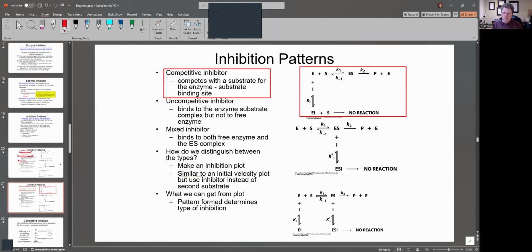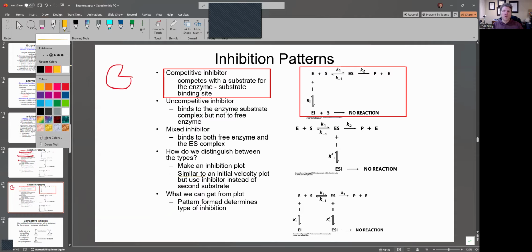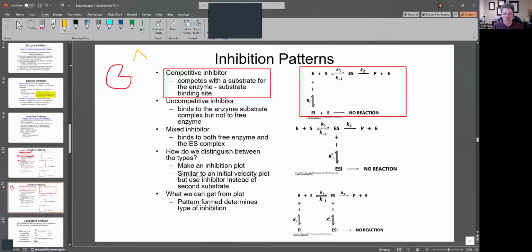A competitive inhibitor competes with a substrate for the enzyme's substrate binding site. I often draw my enzymes as a little Pac-Man figure. The active site is where that substrate is going to bind. I'm going to say that this is a pizza-shaped substrate, so it has a natural landing place. That substrate will bind right in there in Pac-Man's mouth, and done.